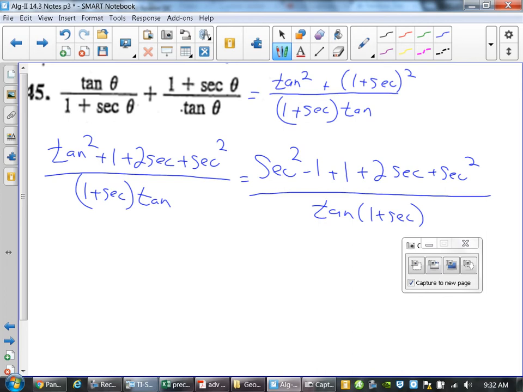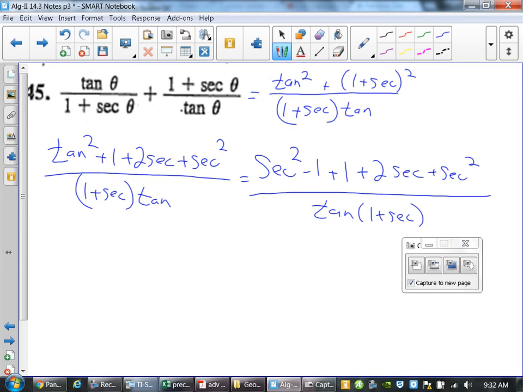Mr. Brooks, so when you have a 1 plus secant squared, you always want to FOIL that out? Yes, sir. Couldn't you take that tan squared plus 1, isn't it the same as 1 plus tan squared, which is secant squared? And then you could just have 2 secant and then 2 secant squared. It works too. This is just going the other way. It's the same thing.